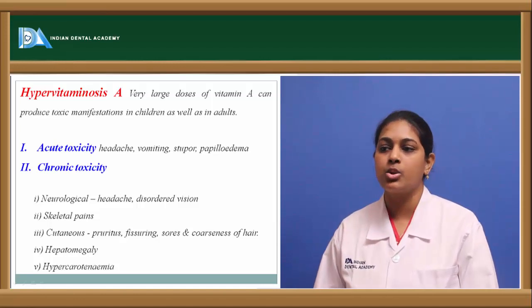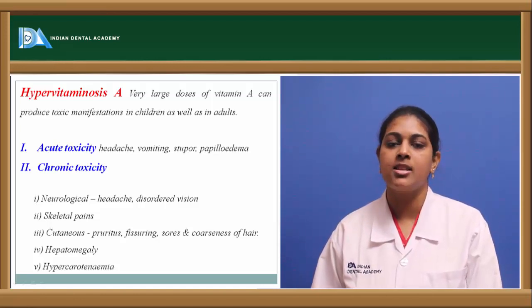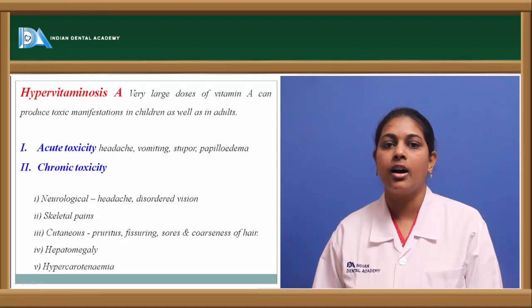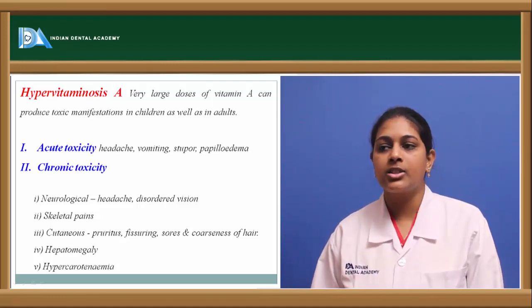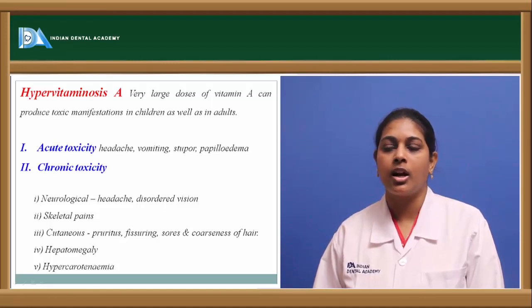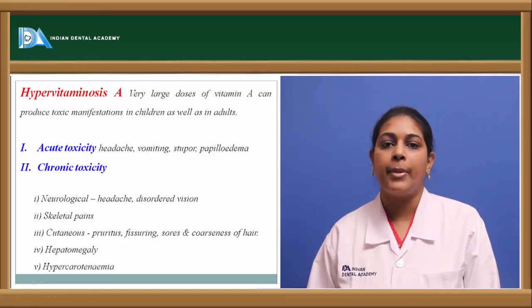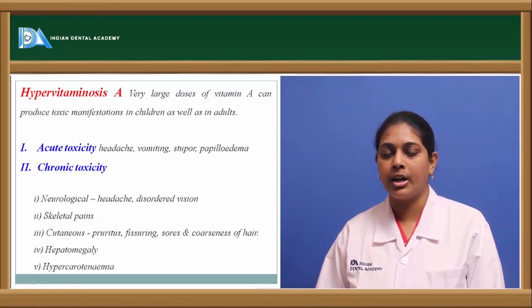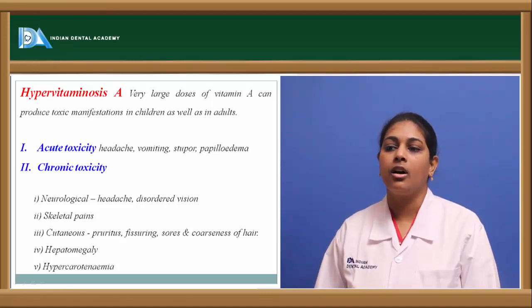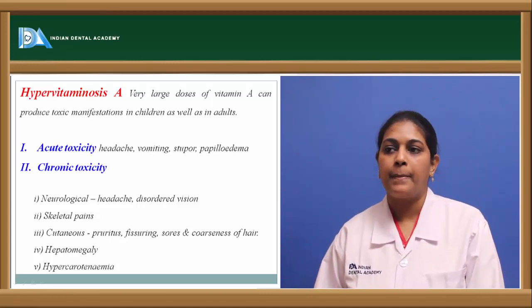Next is coarseness of the hair, where we see light as well as dark hairs, that is hyperpigmentation and depigmentation of the hair. The next feature associated with the chronic toxic condition in hypervitaminosis is hepatomegaly, where we see fatty liver, and hyperkeratinemia. Increase in beta carotene results in hyperkeratinemia.